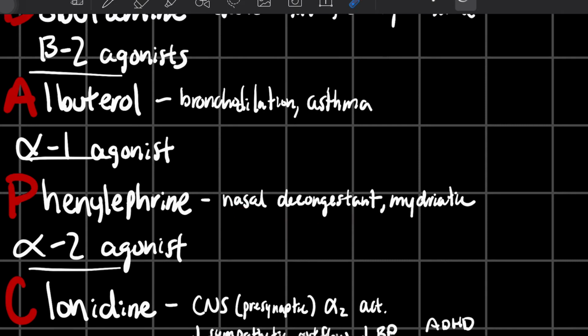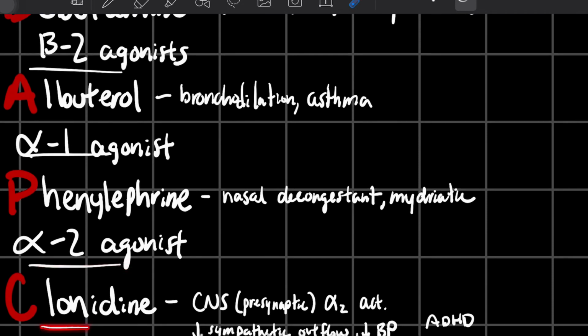So you spray in your nose and hopefully it'll calm any of that decongestion. Okay. You can also have it in an eye drop form. So if you have one of these drops in your eyes, it's actually going to be mydriatic. Okay, and that's just going to dilate your pupils.